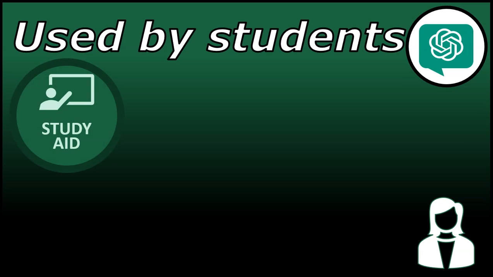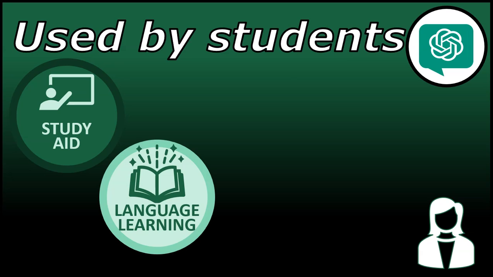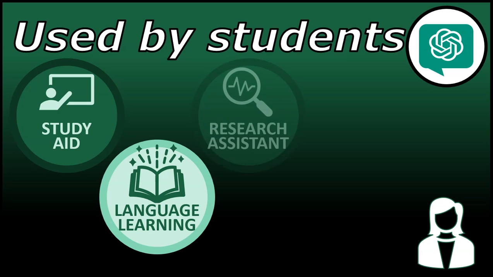Here are examples of how ChatGPT could potentially be used by students. As a study aid, ChatGPT could be used to provide explanations and examples for difficult concepts that students are trying to understand. As a language learning tool, ChatGPT could be used to assist with language learning by providing conversation practice for students. As a research assistant, ChatGPT could be used to help students conduct research by generating relevant information and sources on a particular topic.